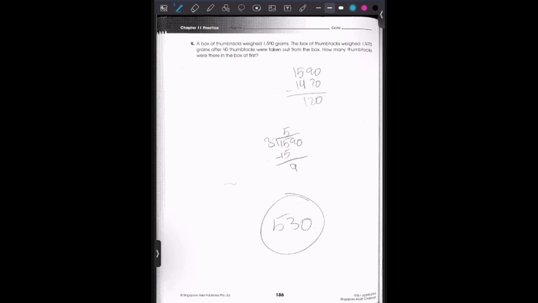And so a box of thumbtacks weighed 1,590 grams. The box of thumbtacks weighed 1,470 grams after 40 thumbtacks were taken out from the box. How many thumbtacks were there in the box at first? So again, I want you guys to try solving this problem on your own. So I'll give you guys about 3 minutes to solve this problem, and then I'll go over the solution with you guys.